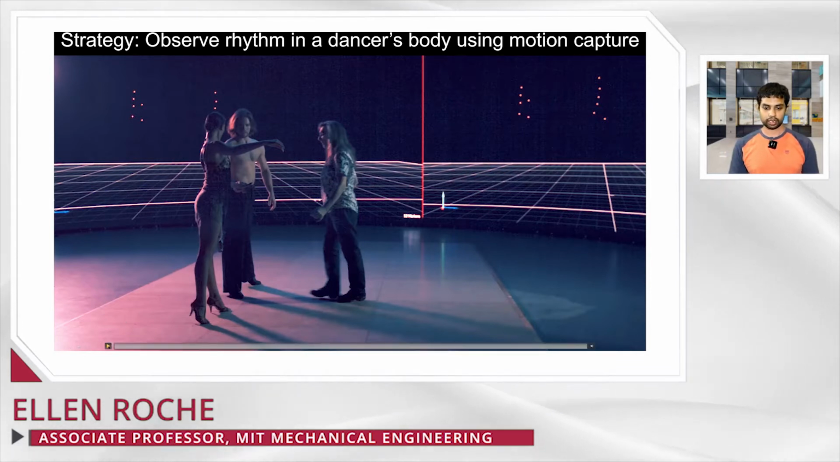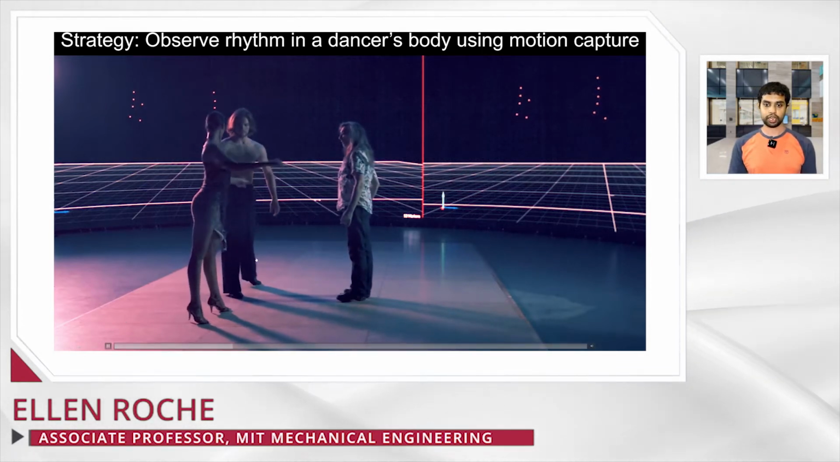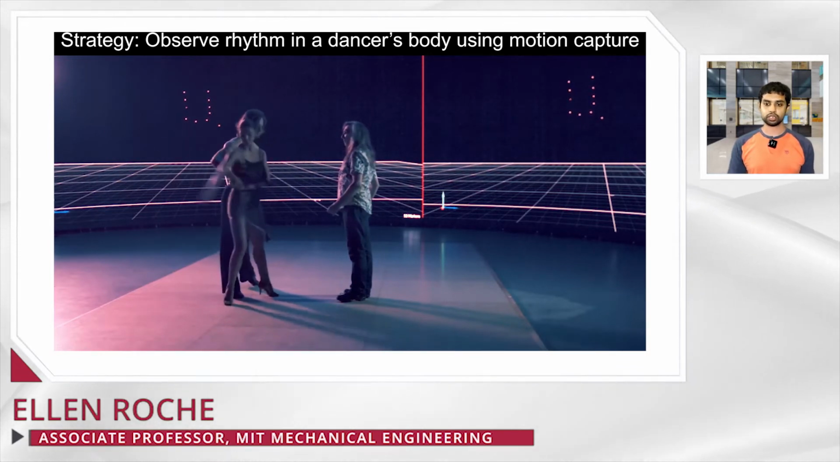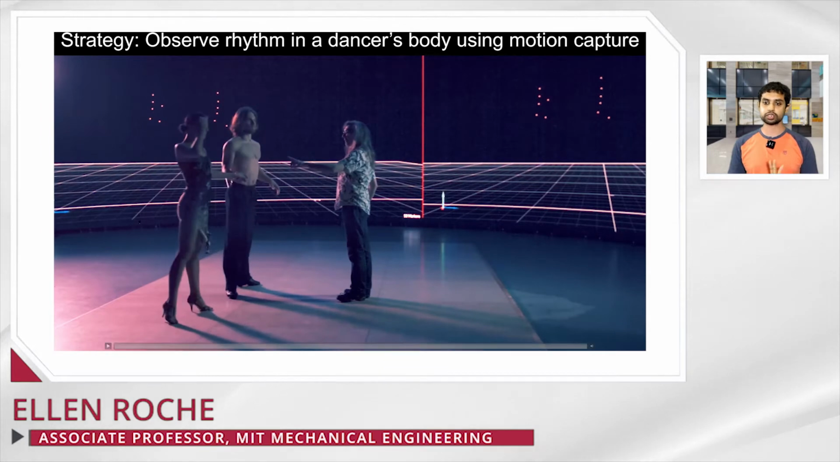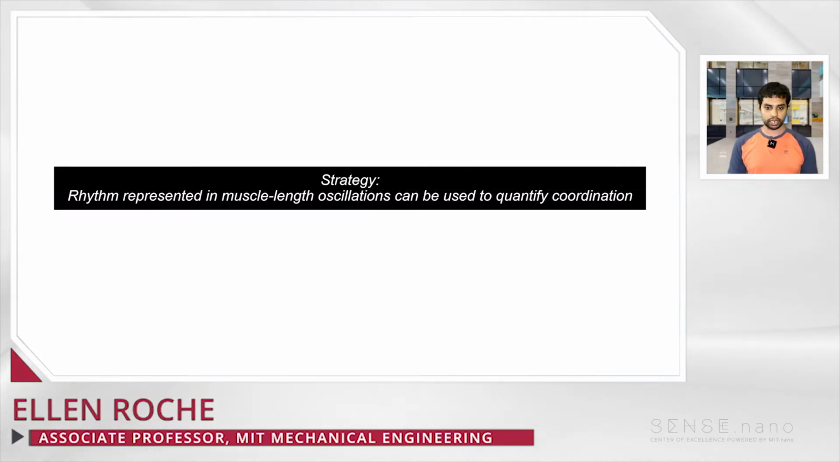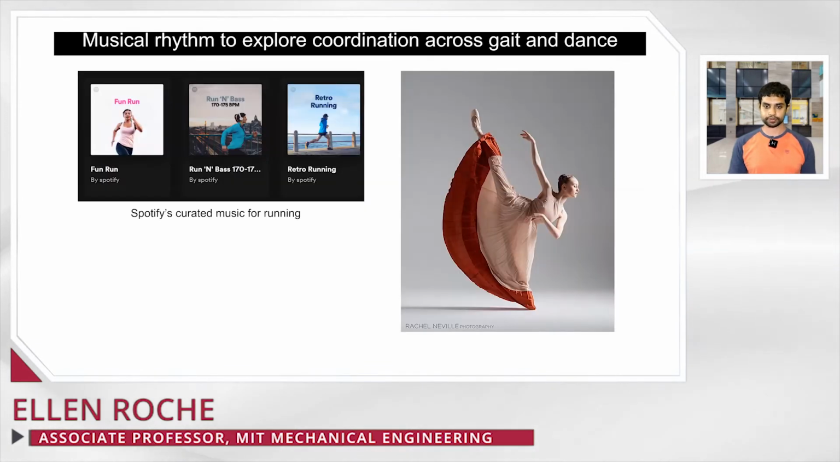And I'm going to share this clip. And as the dancer moves, you see the points move in the background. I'll go into how we actually use this in a moment. And let me summarize our strategy first. So our strategy to quantify coordination is to monitor muscle length oscillations, because rhythm is represented in muscle length oscillations. We think that this can be used to quantify coordination. So today I'll talk about what this might look like.